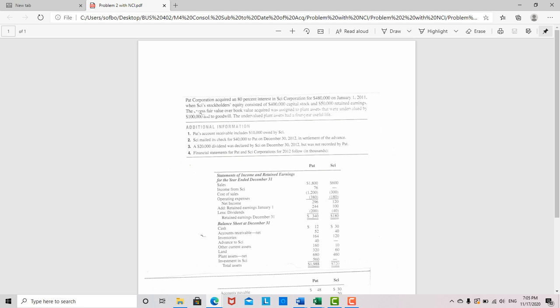A $20,000 dividend was declared by SCI on December 31st, 2012, which is the end of this year, was not recorded by Pat using the equity method. So what we've got to do first, before we start the big 4 entries in the consolidation entry, the first thing we have to do is make a correction for the fact that the parent did not record an equity method entry that it should have recorded, so it's not reflected in its books and in the investment account.